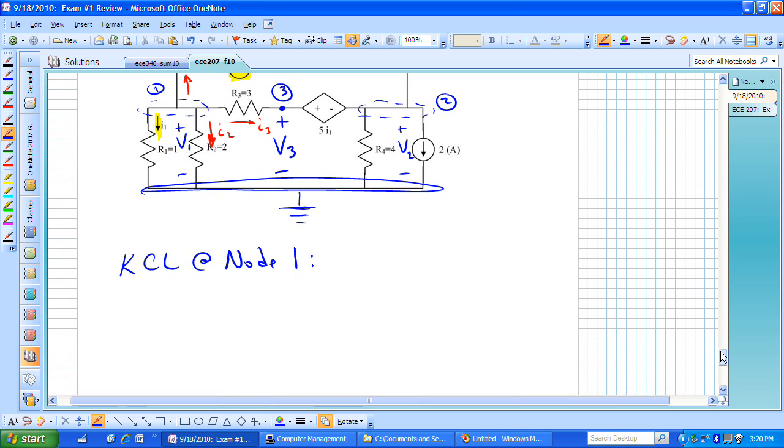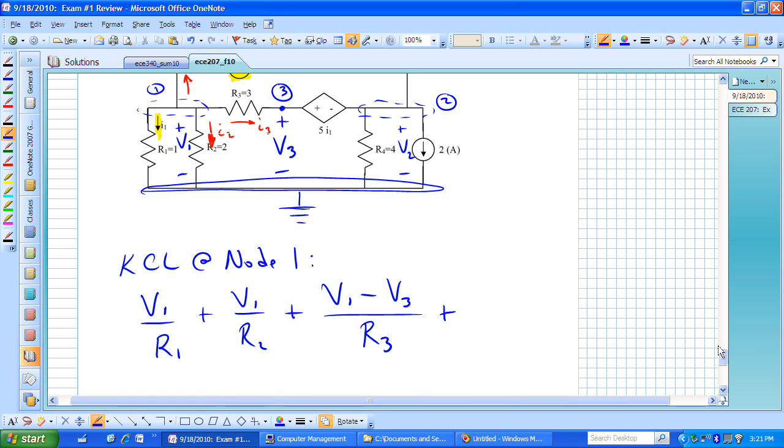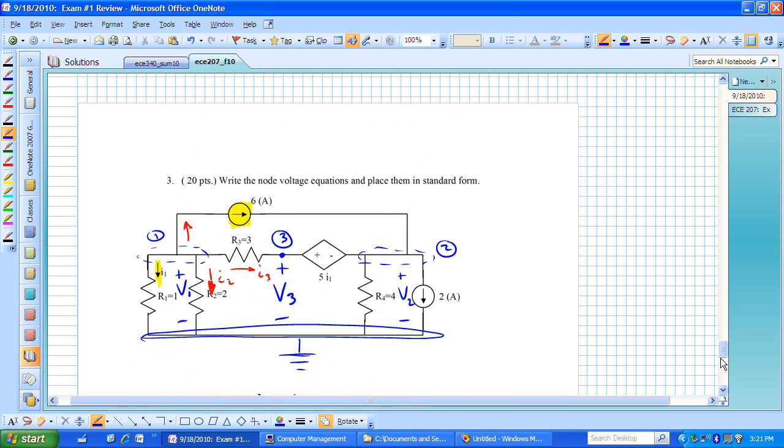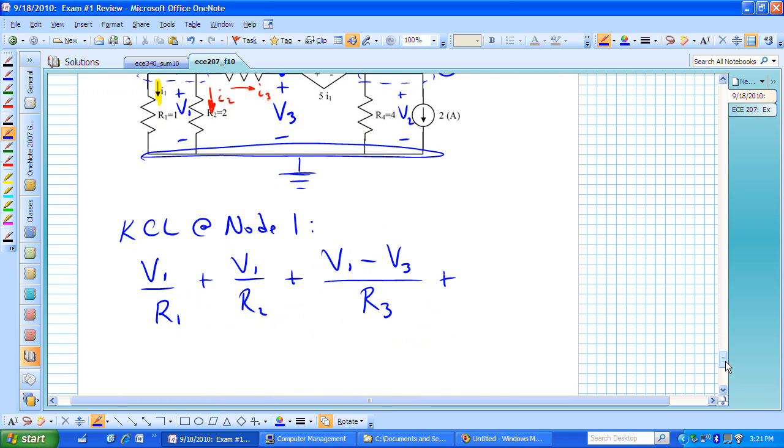Current coming down, first one on the left is going to be our V sub 1 over R1, plus then the second vertically down current is V sub 1 over R sub 2. The current going from left to right through R sub 3 is then V1 minus V sub 3, the voltage dropped from left to right across R sub 3, divided by R sub 3. And the other current going vertically up is also leaving the node, and that one is, like we said before, actually equal to that source current that's going to the right, and that's 6.